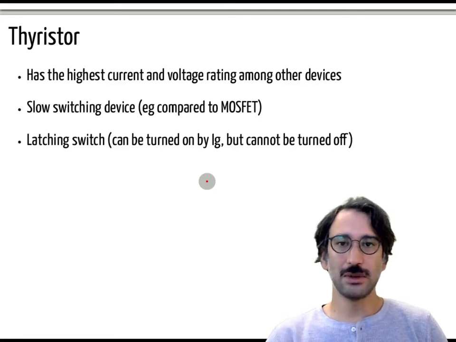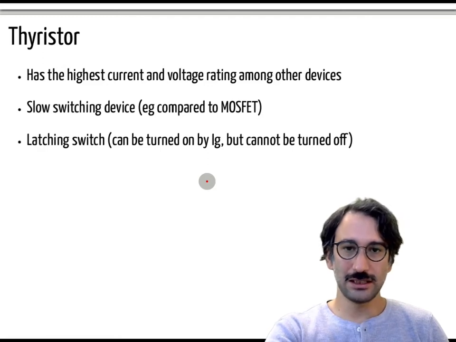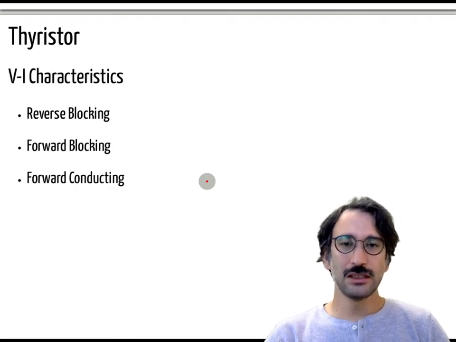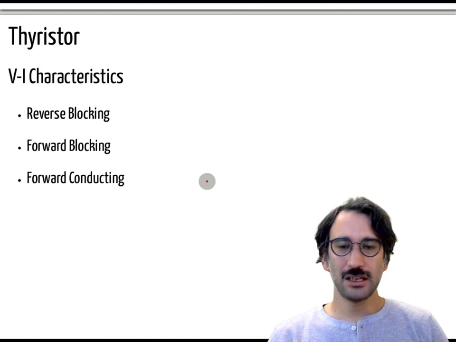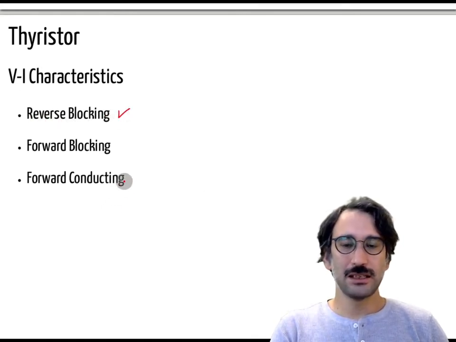Of course, there are some specific thyristor types. This is just for the classical one. So there are a couple of VI characteristics. That one, reverse blocking, is the same as a diode.